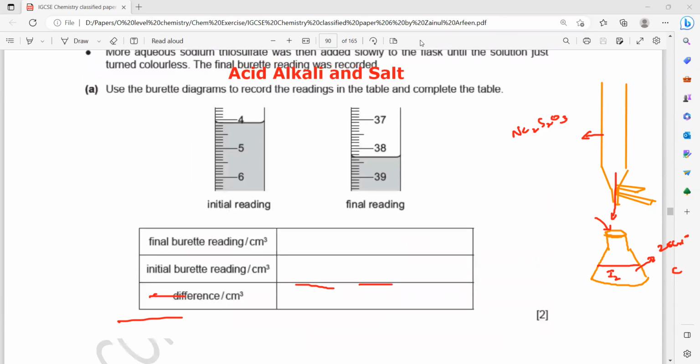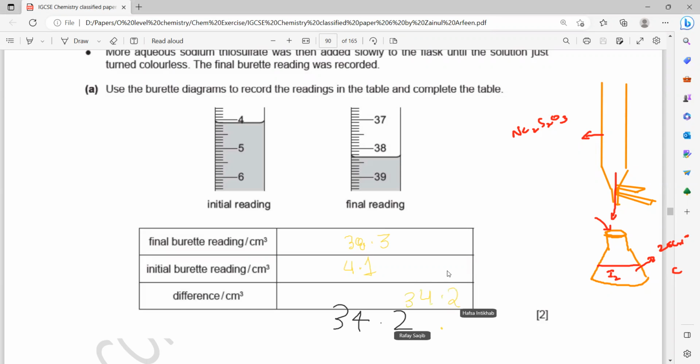You can use screen annotation to complete the initial and the final burette readings and the difference as well. The readings are .3 and 4.1, and how much is the difference? It is .34, right? So 34.2 is the difference. It means this is how much thiosulfate is used in the first experiment. We used 34.2 cm³ of thiosulfate in the first experiment.